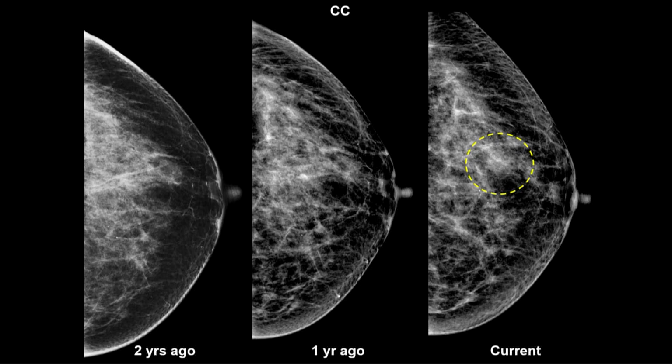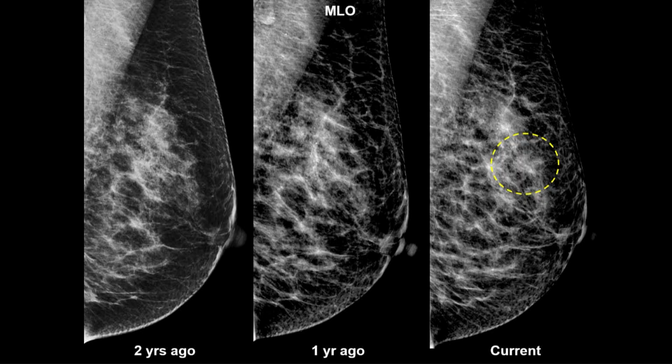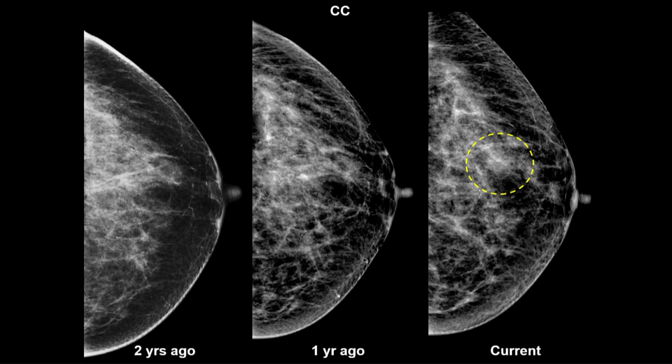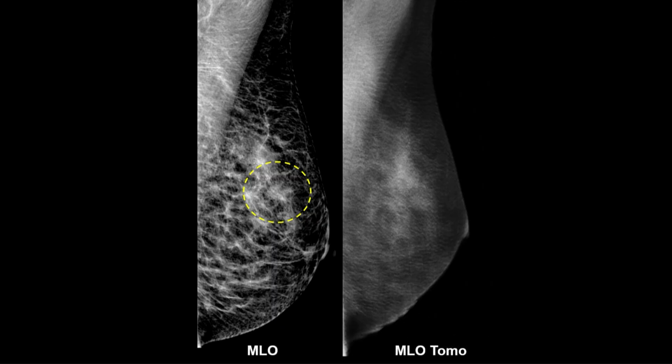Well, look at the priors. Don't really see anything on the priors, either on the MLO priors or on the CC priors. If you had other priors contemplating recall, you'd go back and look, but we didn't have them. So we're going to recall her.